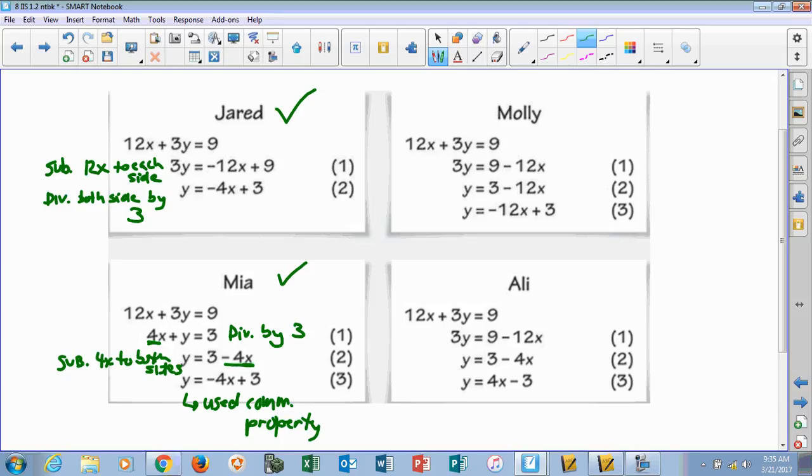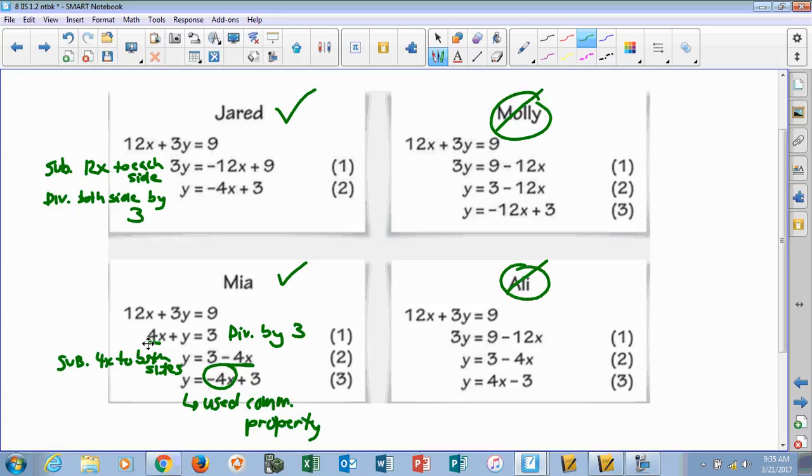Okay. Notice how the minus 4x is here, and now it's out in front. So she did the right way. She just didn't move the numbers. She made sure the signs moved with the right numbers, and that's important. All right. So if we know that Mia and Jared are correct, we know that these two guys are wrong. But let's see if we can prove what they did wrong.